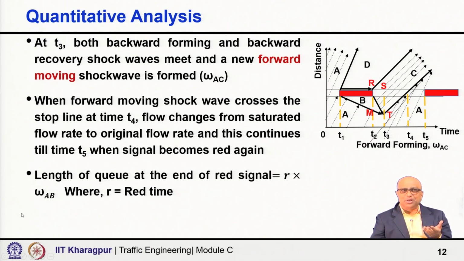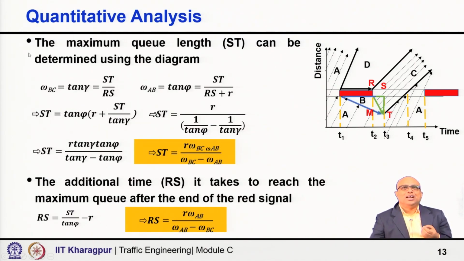It will be the speed of the shock wave AB multiplied by the time. The time here is the red time. So, red time multiplied by the speed of the shock wave AB. Now, the maximum queue length can be determined using this diagram, as I have shown here.